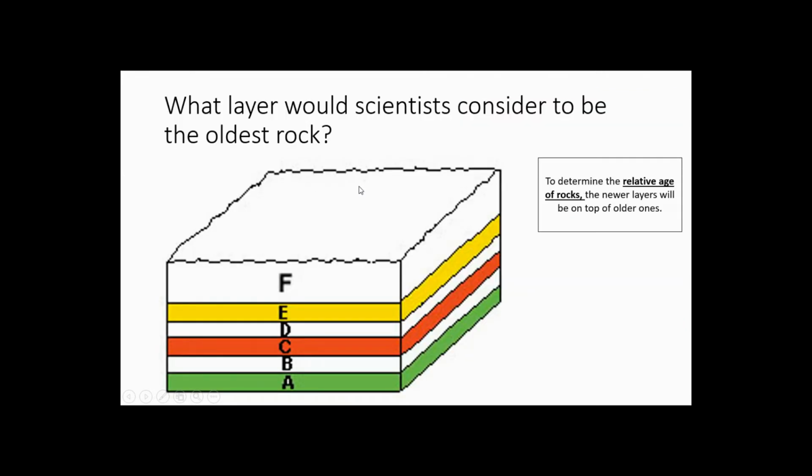Well, if you looked at this, it looks like a major layer cake here, doesn't it? Like a piece of cake. Which layer would scientists consider to be the oldest? Say it in your head. Is it A, B, C, D, E, or F? Oh, if you said A, you are correct. That would be the oldest. It's the bottom layer. It's the one that was laid down first.